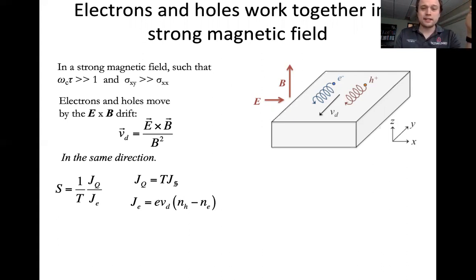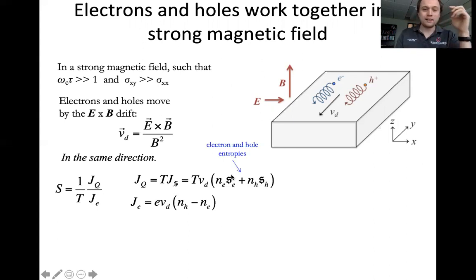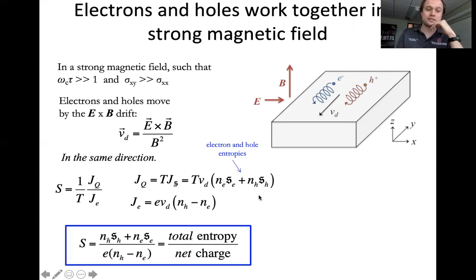In particular, if charge flows mostly perpendicular to the electric field, then you can describe this as a reversible process. And the thermodynamics of reversible processes says that the heat current is related to the entropy current, Js here, which means it looks like some T times the same drift velocity times the total entropy of electrons plus the total entropy of holes. So finally, you get this really nice formula that says that the thermal power is just the total entropy divided by the net charge in this limit of large Hall angle.